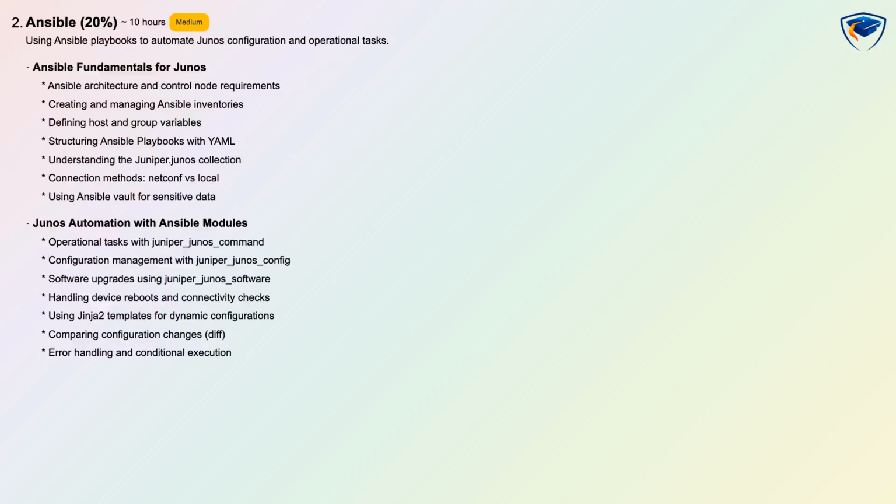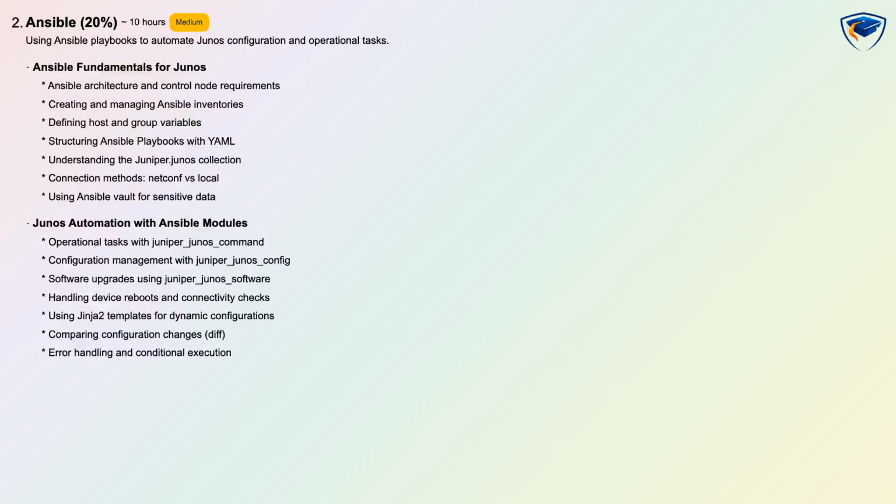Ansible also accounts for 20% and focuses on using Ansible playbooks to automate Junos configuration and operational tasks at a medium difficulty level. Plan for about 10 hours of study and expect both hands-on and conceptual assessment types. You will learn Ansible architecture and control node requirements, creating and managing inventories, and defining host and group variables while structuring playbooks with YAML and using the Juniper Junos collection.